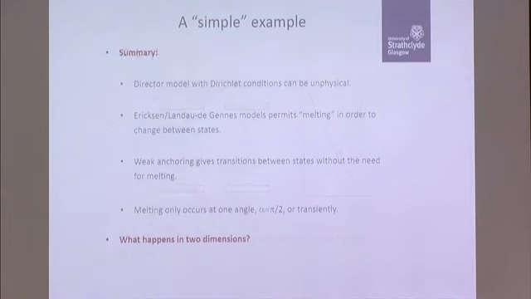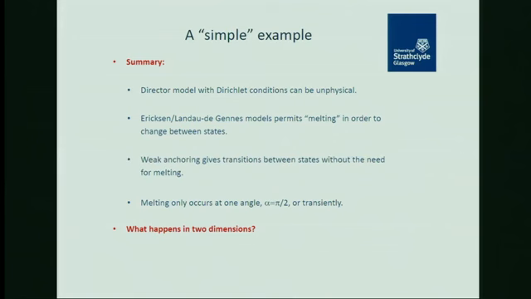Okay, so in summary, the director model is actually pretty unphysical as long as I have Dirichlet conditions. If I don't have Dirichlet conditions and I have a weak anchoring, then it's not too bad. It can be okay. The Ericksen model and the Landau-de Gennes model do in fact permit melting, so that's great. If you want to see what that does, it's an exchange of eigenvalues effectively rather than a change in eigenvectors of the Q-tensor. And weak anchoring, as I said, doesn't need melting at all.